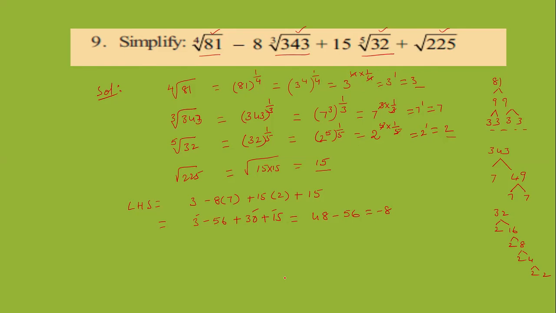Now you observe it. 3, minus 8 into 7, 56, plus 15 into 2, 30, plus 15. Now observe here, the first, third and fourth terms are positive integers. 30 plus 15 is 45, plus 3 is 48. The second term is a negative integer. 48 minus 56 is what we get? Minus 8.